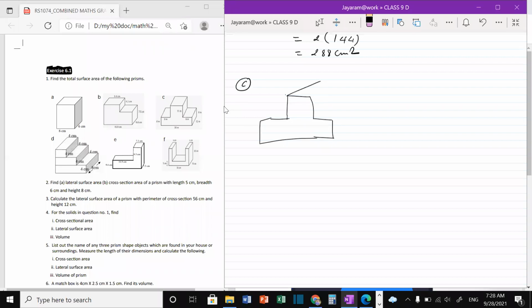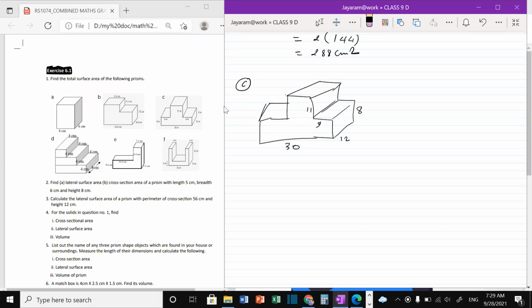After drawing the cross section, you need to do this way. Here, after drawing this one, just put the information here: 30, 12 meter, 8 meter, 9 meter, 11 meter, 9 meter, and 8. Now, first of all, we need to find the perimeter.